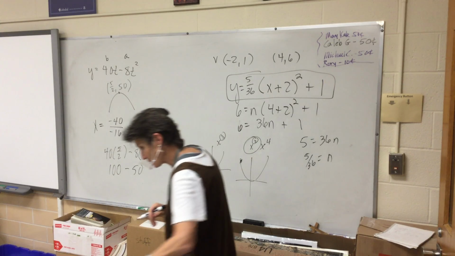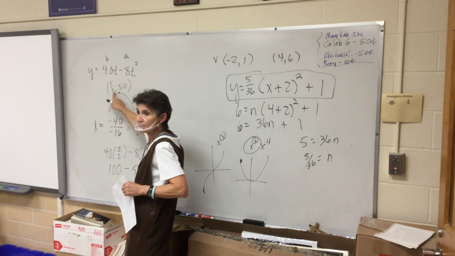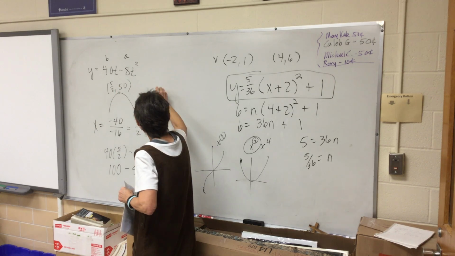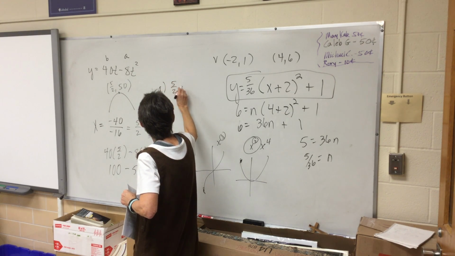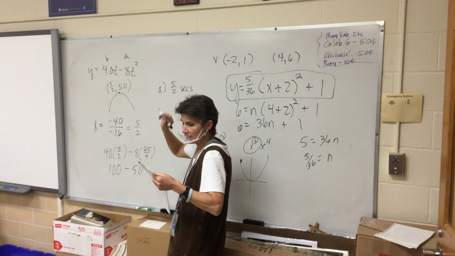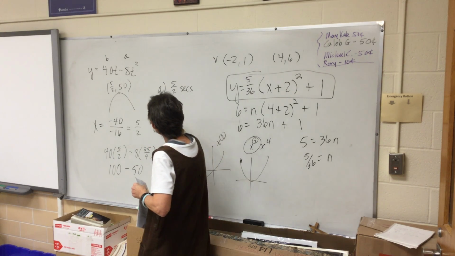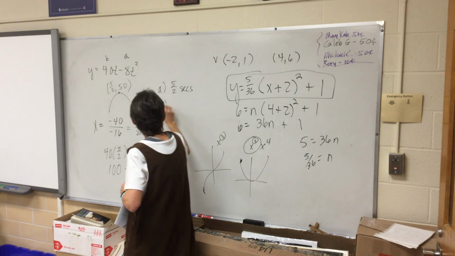So let's answer the question. When does it reach its maximum height? 5 halves seconds. So A is 5 halves seconds. I'll do a better job on the test and actually put units in here. Let's say seconds. And then how high does it go? That will be 50 feet.